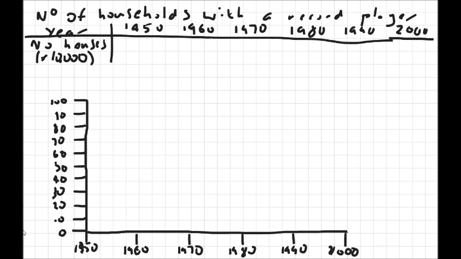How do we plot that onto the graph now? So in 1950 we had 22.3, so we go up to 22.3 and plot a cross on there. In 1960 we had 43.8, so let's plot that one on there. And 1970, 90.7, so let's plot that one on there.